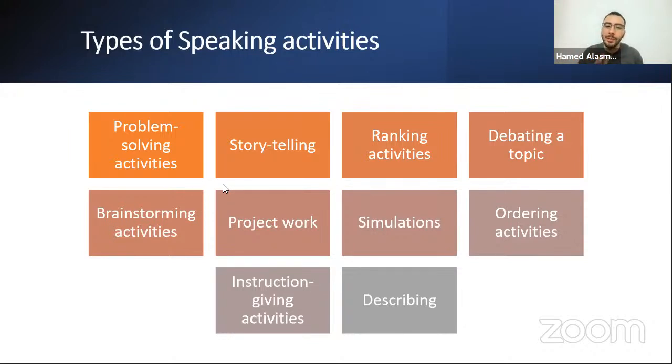Instruction giving, I think this is more of accuracy because the instructions need to be accurate. Describing can be fluency. And again, you can change any activity from being speaking for fluency into accuracy. Focus on grammar, vocabulary, and pronunciation, not speaking without pauses and so on. So most of them can be fluency, and you can adapt them to be for accuracy.